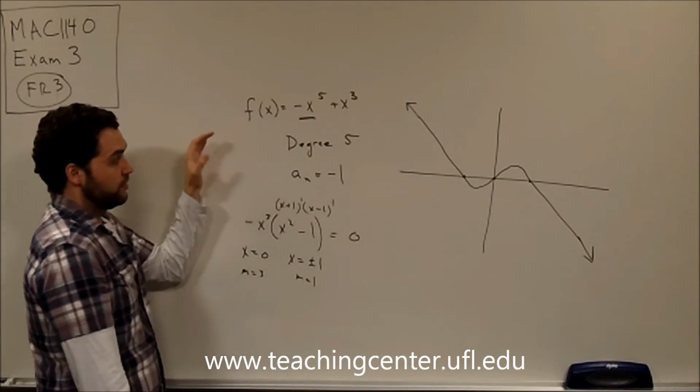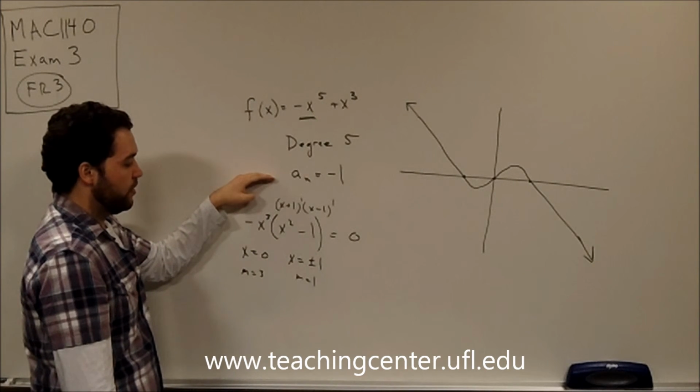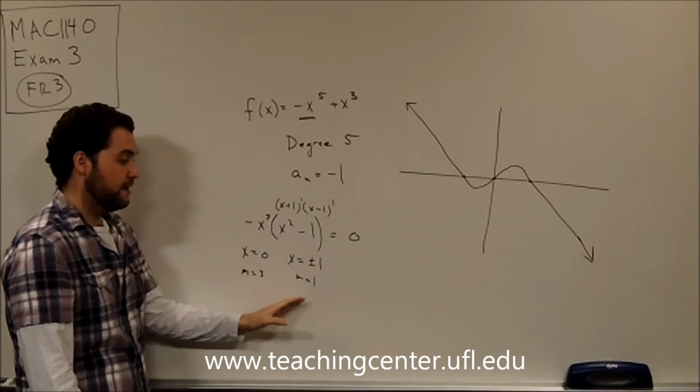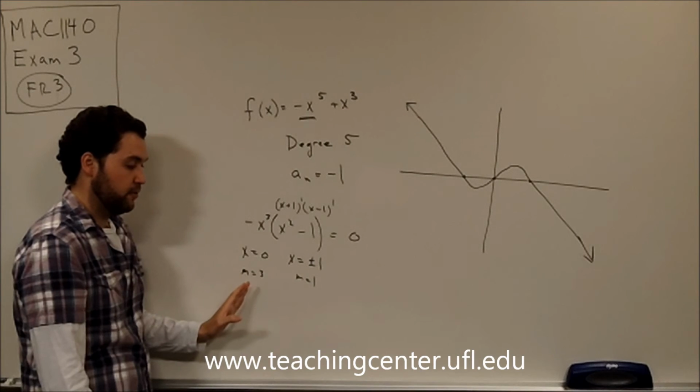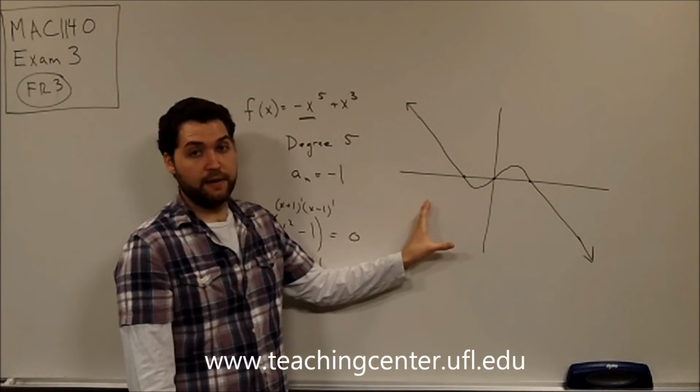So, to conclude, this is a degree 5 polynomial. Its leading coefficient is -1. Its zeros are 0, plus and minus 1, each of them with an odd multiplicity. X equals 0 has a multiplicity of 3. Meanwhile, plus or minus 1 has a multiplicity of 1. And this is the graph of your polynomial function.